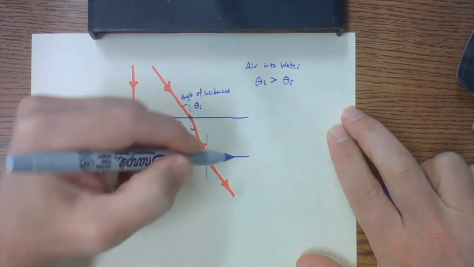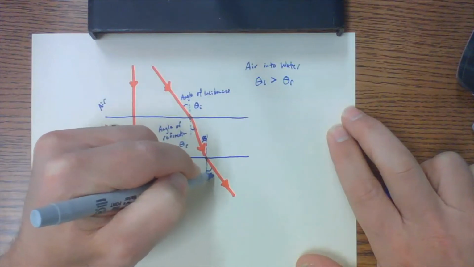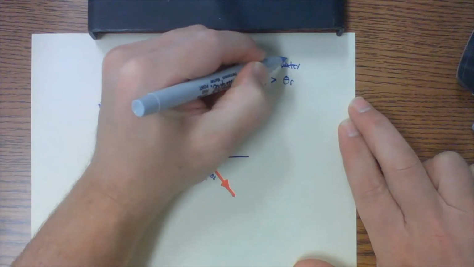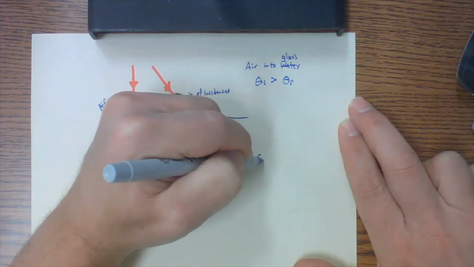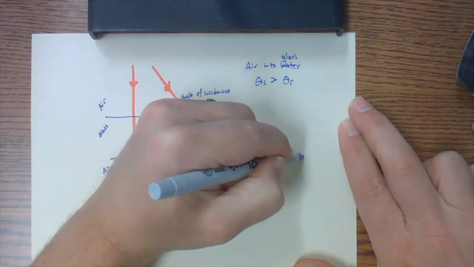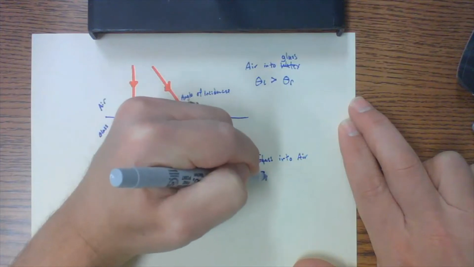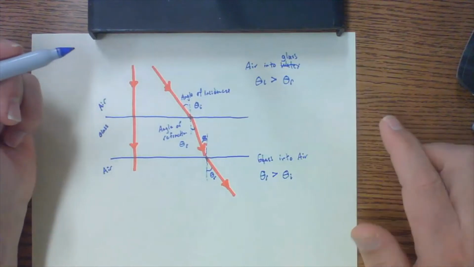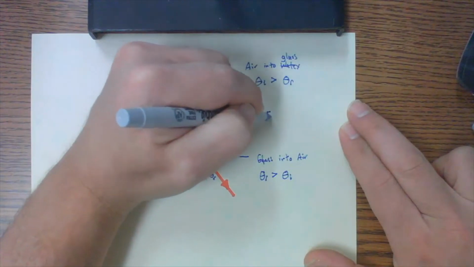Again, here's our angle of incidence. Here's our angle of refraction. And this is now from, oops, this was not water, this is glass. We're going to go from glass into air. In this case, now our angle of refraction is bigger than our angle of incidence. So it's about the optical properties of those materials. Now we call this the index of refraction.